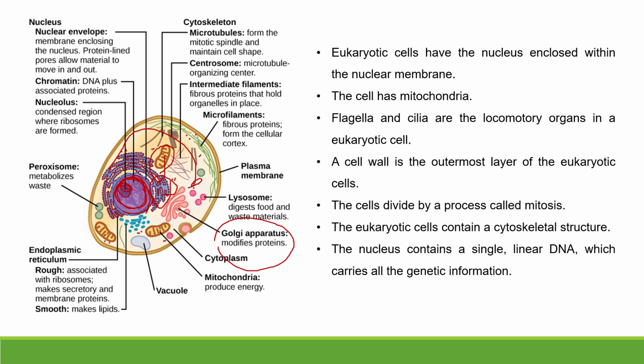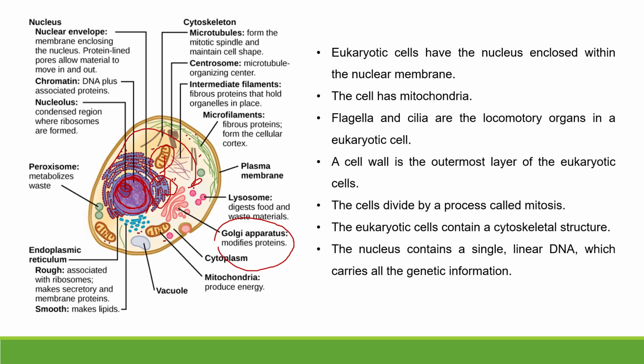And the cytoskeleton maintains the shape of the cell and helps in movement. All of this is enclosed within the plasma membrane, which controls what enters and leaves the cell. So you might have heard about endocytosis and exocytosis. If anything enters inside the cell, you can call that endocytosis. And if anything is exiting from the cell, then you can call it exocytosis.